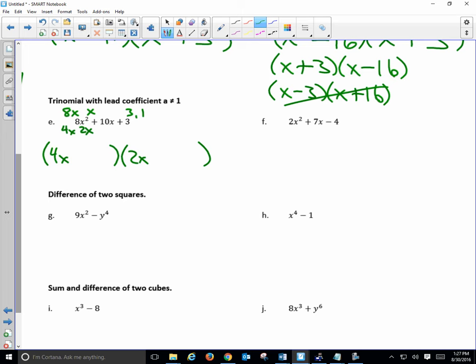4 times 3, that would give me 12. That's too big already, so I'll try the 1 there. I'll try the 3 there. So we know that the first will work. We know that the last will work. But we must check the inside and the outside. We get 6x and we get 4x. That adds to 10x. And so I'm good to go.